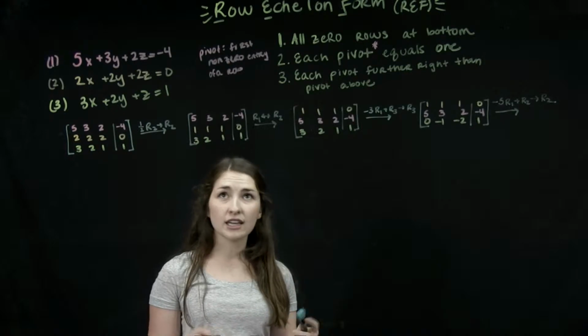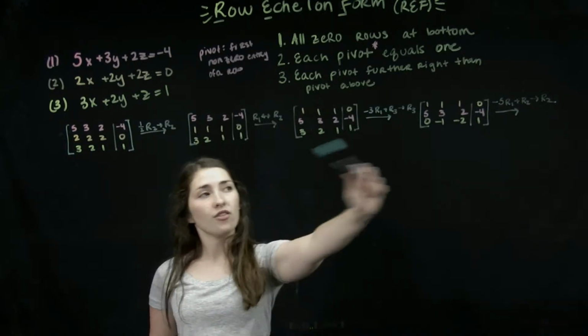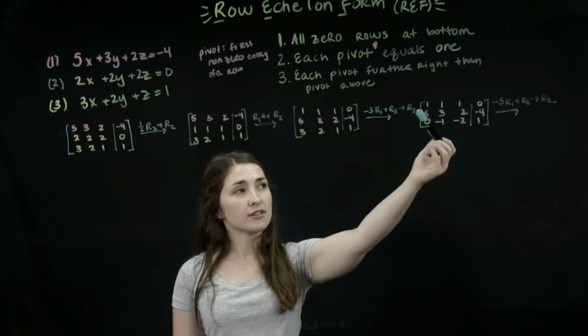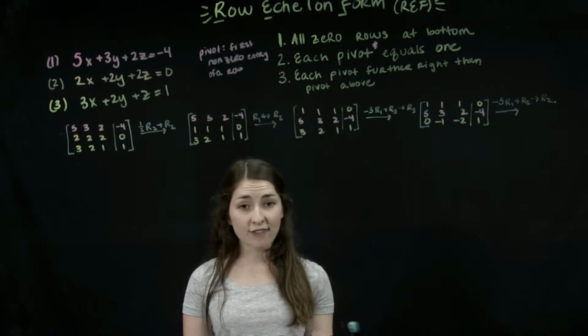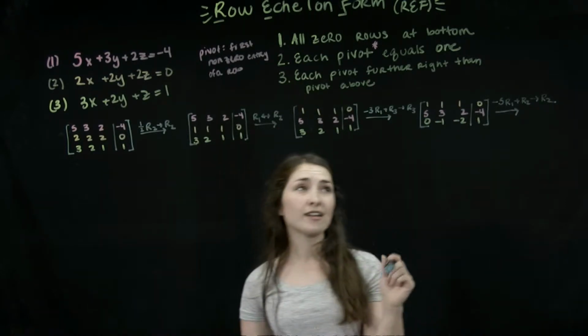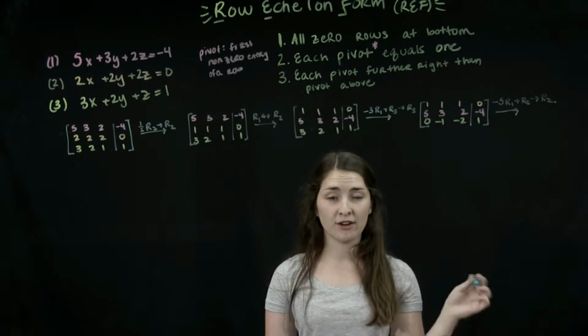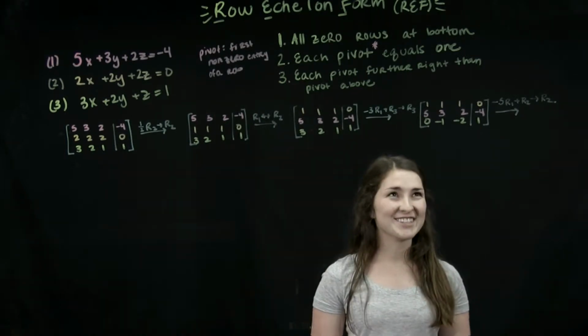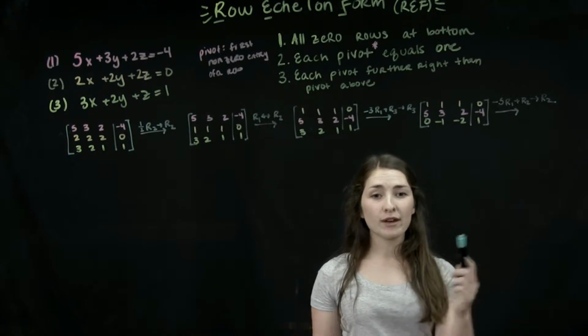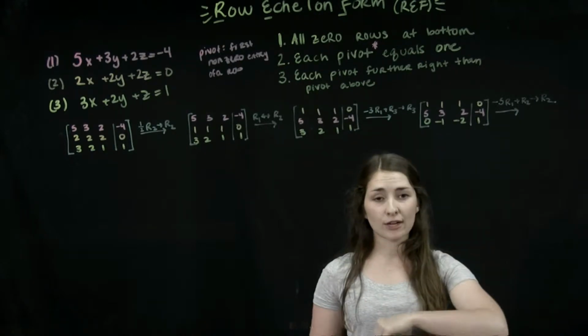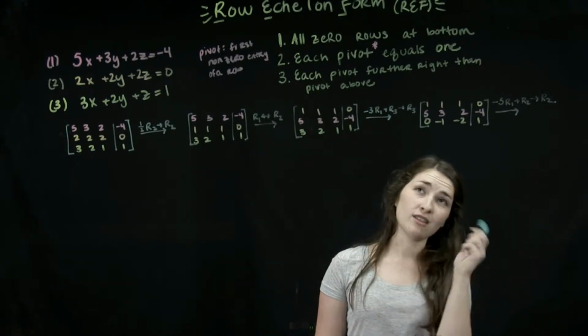So you'll see here, this is where we left off, and you'll see the pivot in the second row is 5, and it is right underneath the pivot in row 1. So we need to move that in order for this to be an REF. So let's get started. First we want to get the pivot in the second row to be farther to the right than row 1.